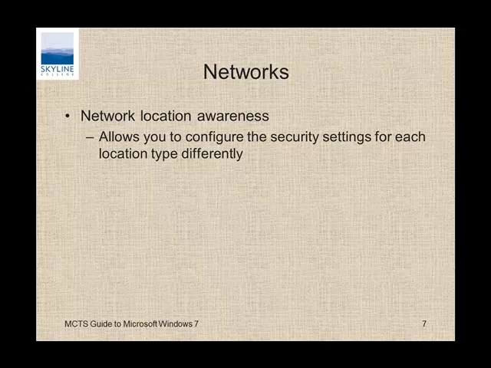Network location awareness configures the security settings for each location type differently. These are the ones we talk about: the work network, the home network, and the public network. Generally speaking, the work network and the home network have the same configurations. The public network has a much more restrictive configuration, and that's the one, again, that you want to pick.